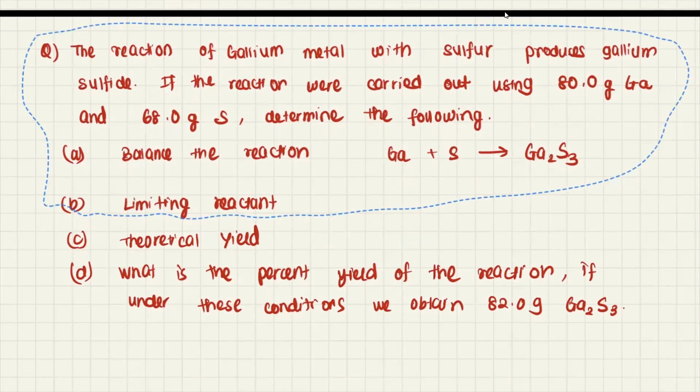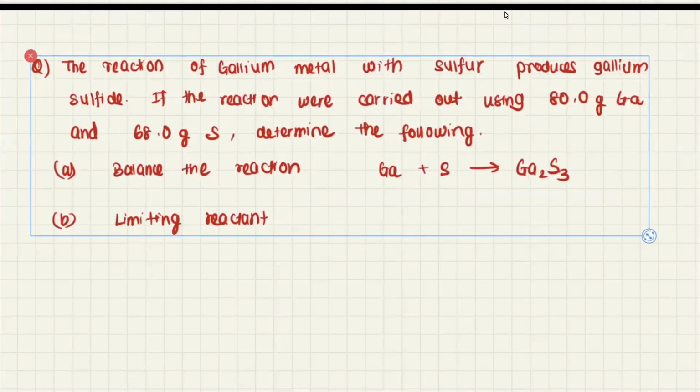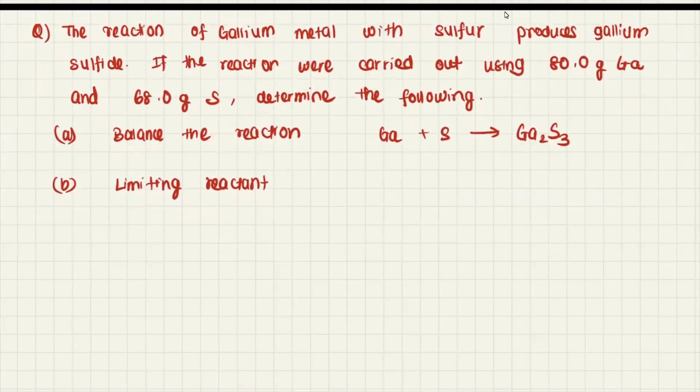So let's just copy the question first. We had our balanced equation, which was 2 gallium and 3 sulfur. Now the second question asks for the limiting reactant. So what is a limiting reactant? To understand what a limiting reactant is, first we need to see this example.